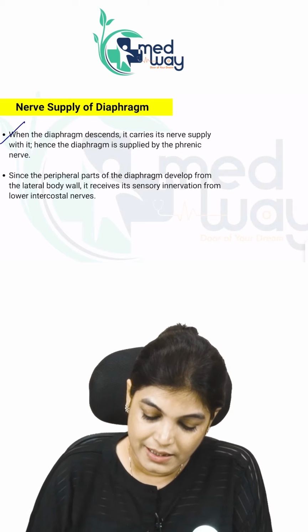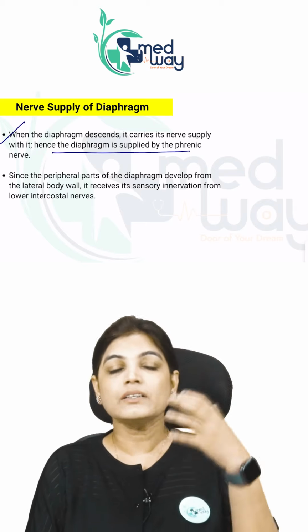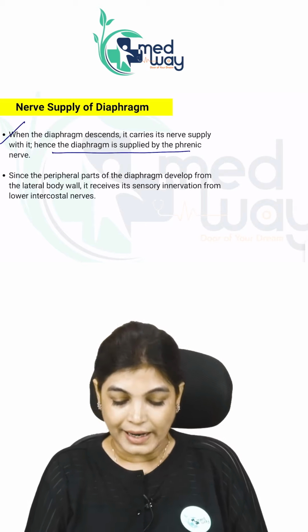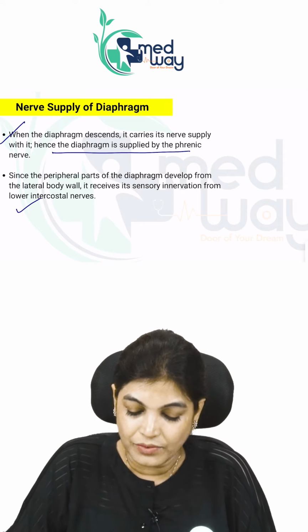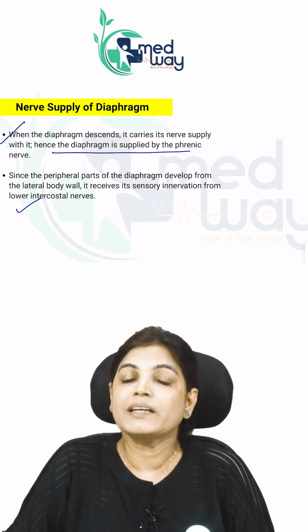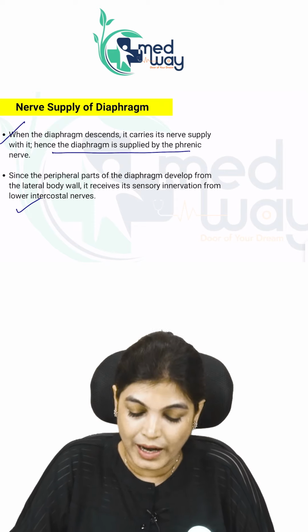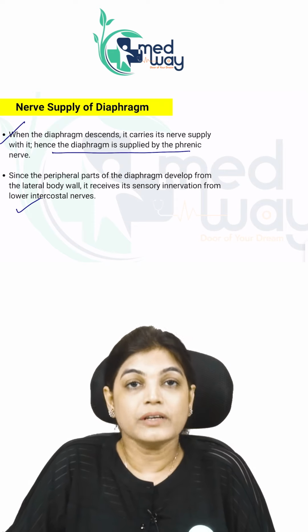When the diaphragm descends, it carries its original nerve supply, that is via the phrenic nerve. Since the peripheral part of the diaphragm developed from the lateral body wall, it will receive, if I am talking about the peripheral part, innervation via the intercostal nerves. So, done with this.